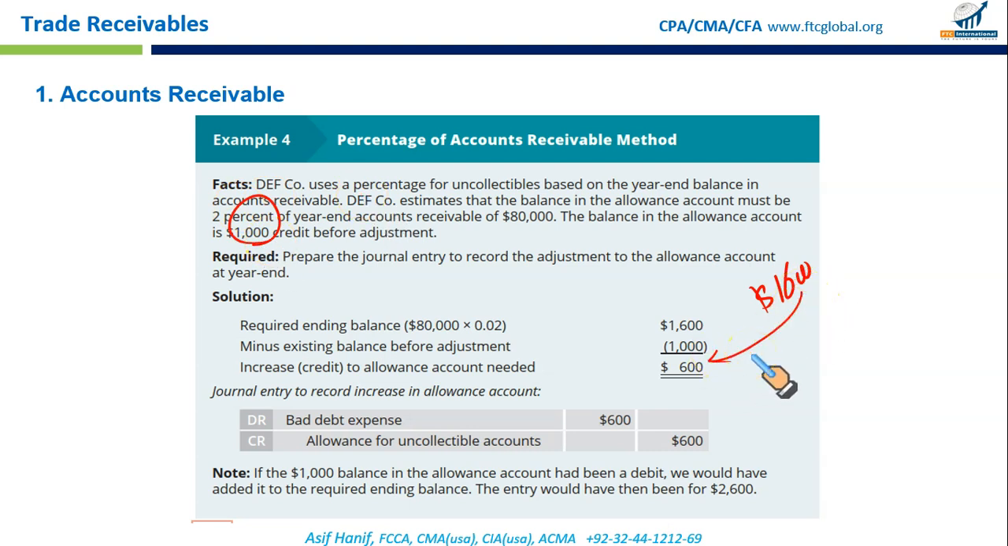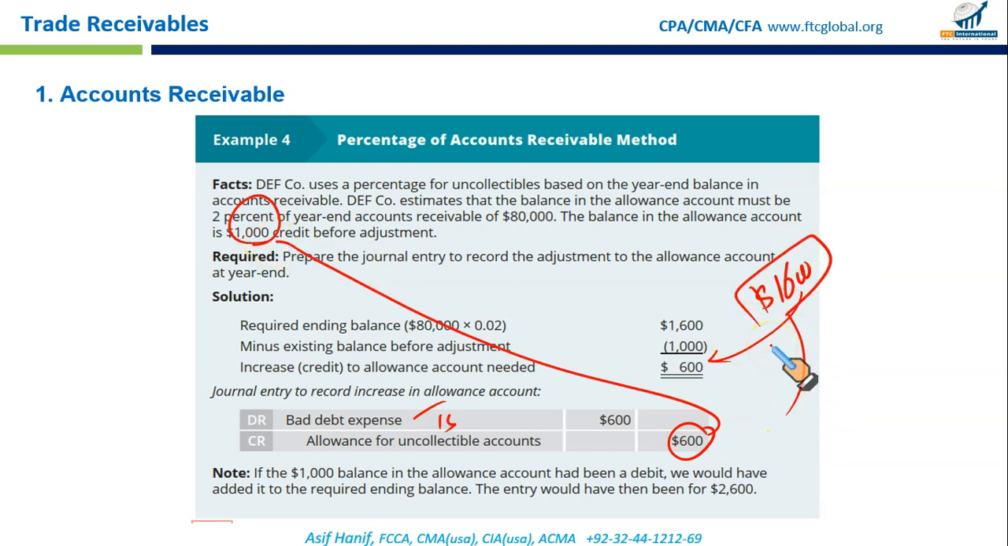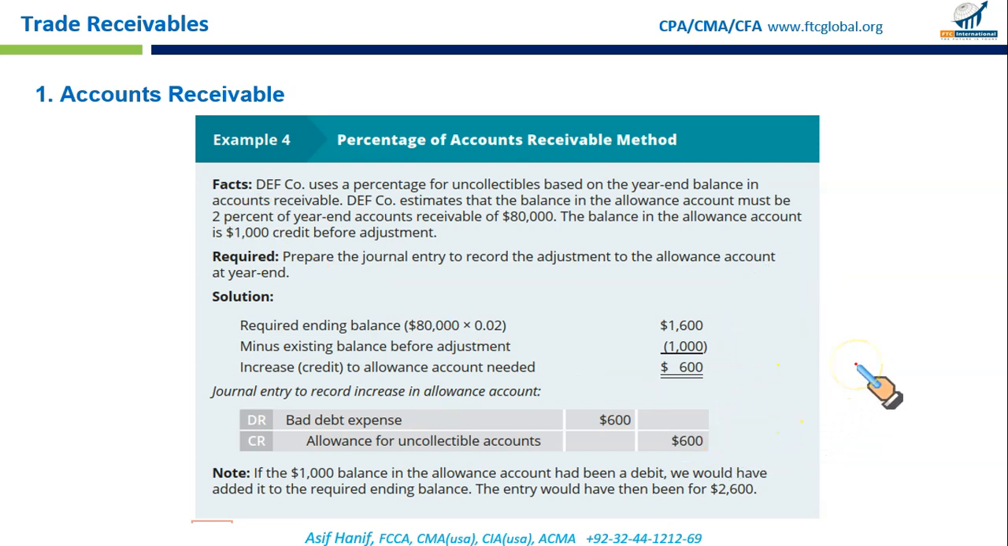That's just what I told you. So you debit bad debt expense, that goes to income statement, credit allowance. This $600 credit adds on to $1,000, gives you the balance that you want, right? If the $1,000 balance in the allowance account had been debit, we would have to bring it to $1,600. So in that case, we will create an allowance figure for $2,600. Please see what I'm telling you.